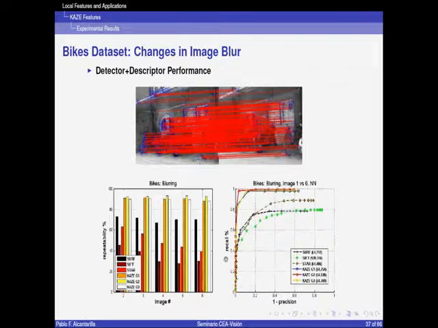The right figure shows recall versus 1-precision. This measures the detector and descriptor performance. Again, we can observe that the different versions of KAZE obtain much higher recall than the rest of the competitors for any level of 1-precision.